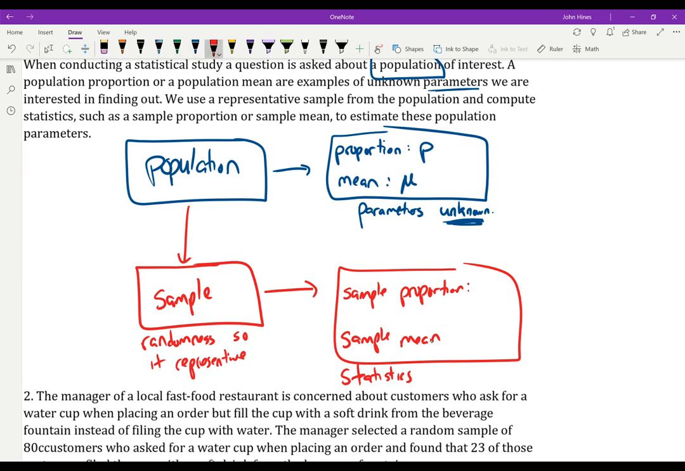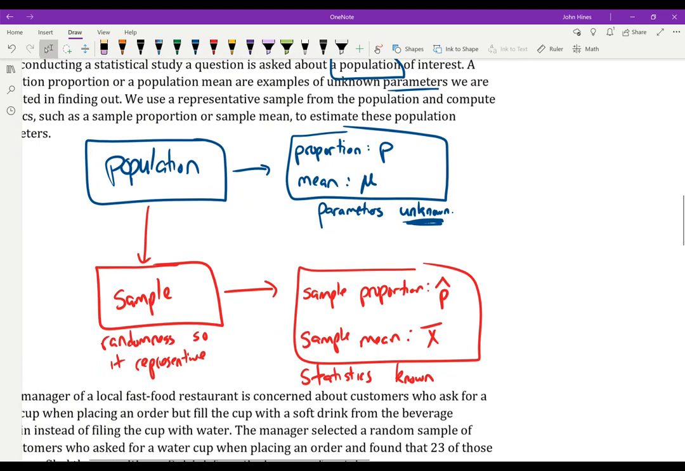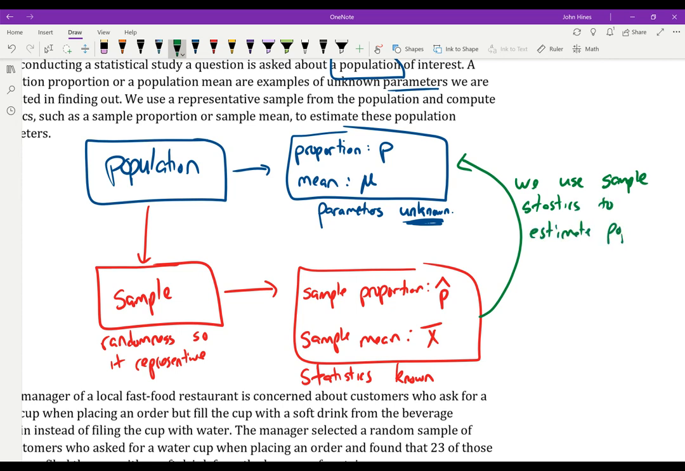The way that we represent a sample proportion is p hat, p with a little hat over it. And the way that we represent a sample mean is an x with a line over it, x bar. These are known values. We use statistics to estimate parameters. We use these values to make predictions or inferences about our population. We use sample statistics to estimate population parameters.